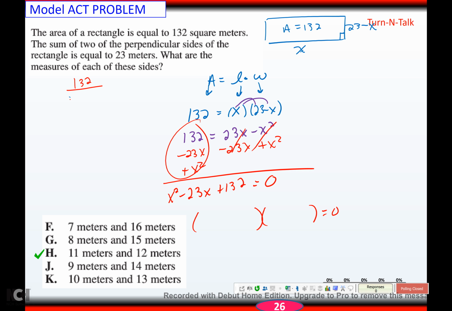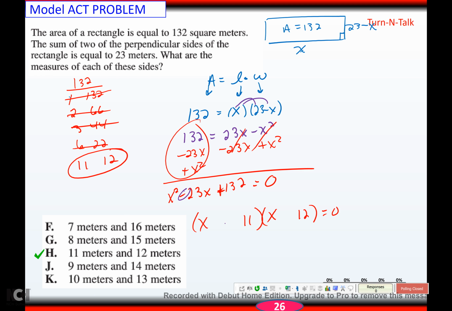132. 1 and 132 is not going to make 23. 2 and 66, no. 3 and 44, no. 4 doesn't work. 5 doesn't work. 6 and 22, no. 7, 8, 9, 10 don't work. 11 and 12, that'll make 23. So it's x and x, 11 and 12, and C is positive, so signs have to be the same, and they'll match the middle, which is minus. So when I set to 0, I get x equals 11. Set to 0, I get x equals 12. Okay?